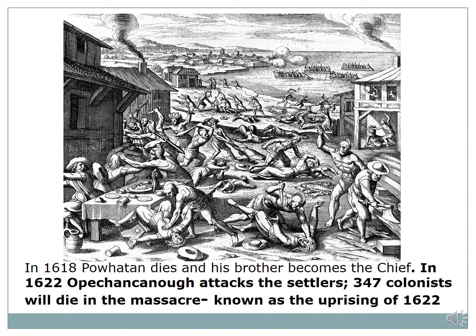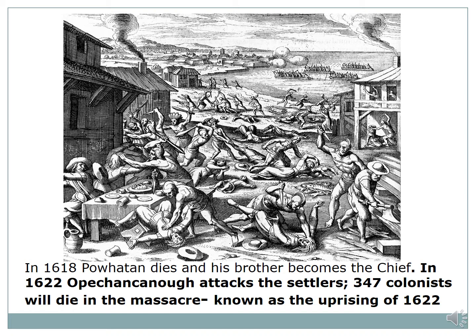So in 1618, with the death of his favorite daughter, Powhatan will die. And when he dies, his brother becomes chief of the Powhatan Confederation. And 4 years later, he launches a full-scale attack on the settlers in Jamestown and the surrounding areas. The result of this is that 347 colonists will die in this massacre. This massacre is known as the Uprising of 1622.